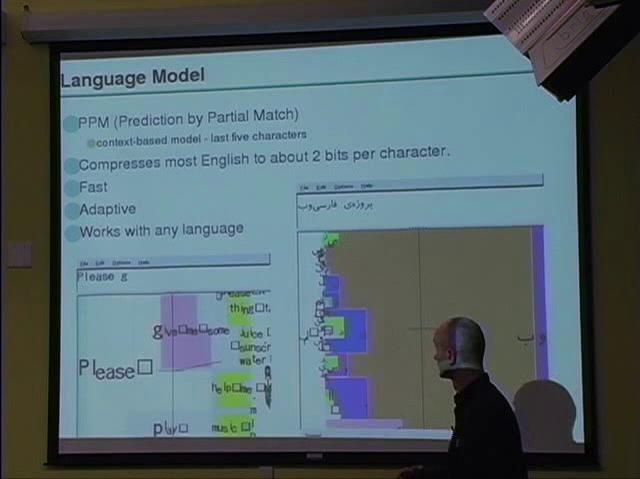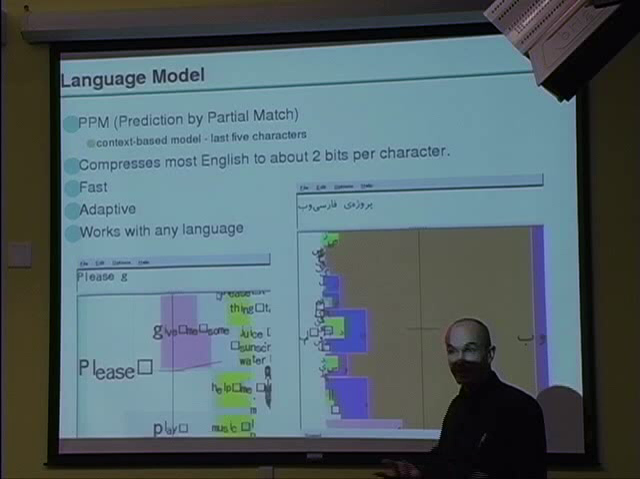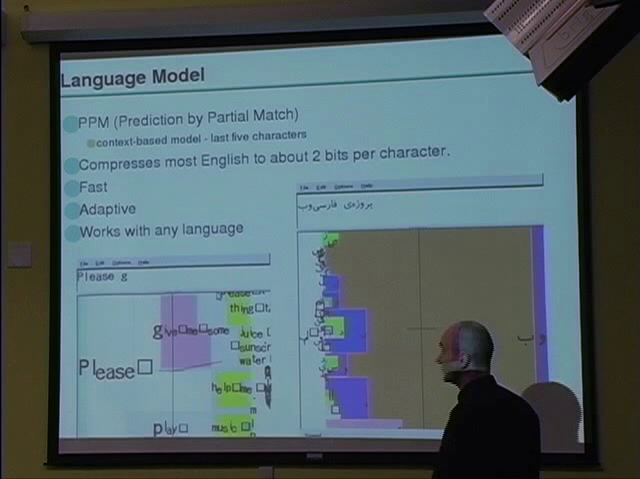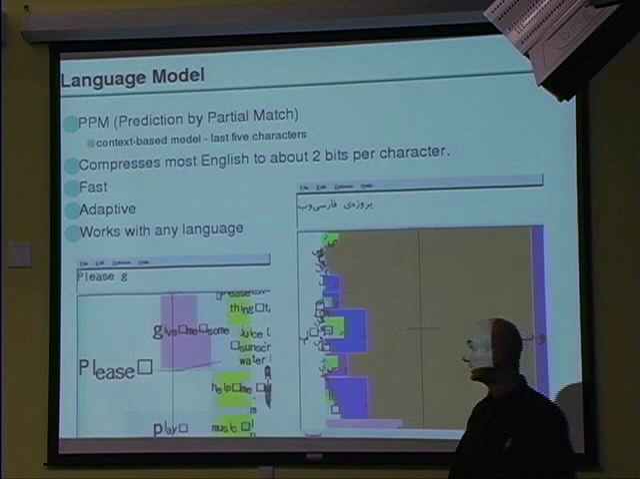PPM can compress English down to about 2 bits per character. So in principle, if we could make a better language model with all human knowledge built into it, and if Shannon's right that English is really about 1 bit per character, Dasher should be able to go twice as fast. And that's something we're still working on, trying to make better language models. We chose PPM because it's fast, it's adaptive, and it works with any language. It can learn all the time, so everything that we're writing here is being learned, and you can train it on your own writing style.